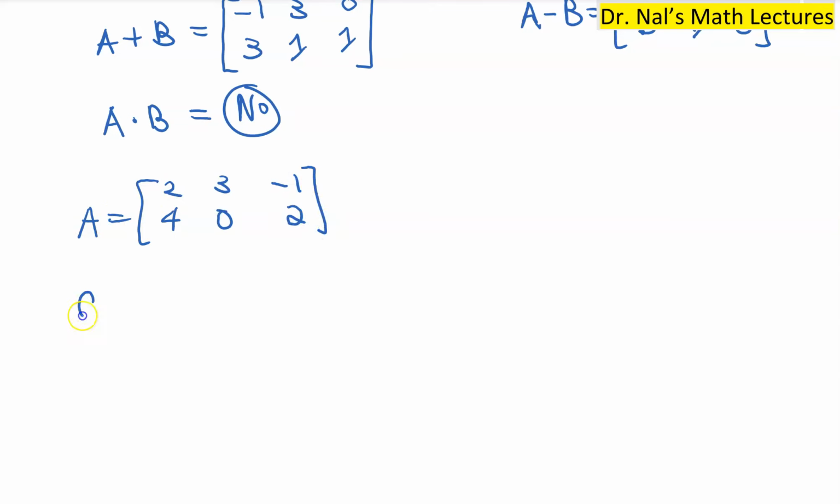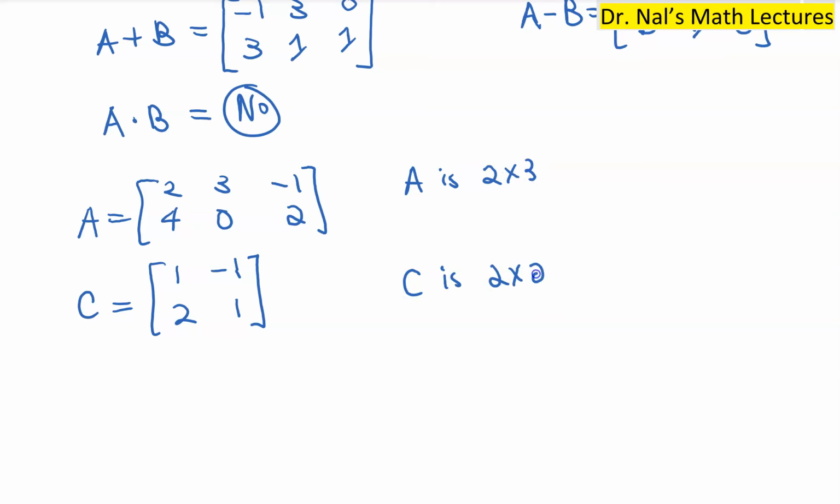I'm going to introduce another matrix, say C for instance. C is 1, -1, 2, 1. So I claim that you can multiply these 2 matrices. Notice that A is 2 by 3, C is 2 by 2. Actually, you cannot multiply these 2 matrices, my bad. Well, we can multiply in one direction.